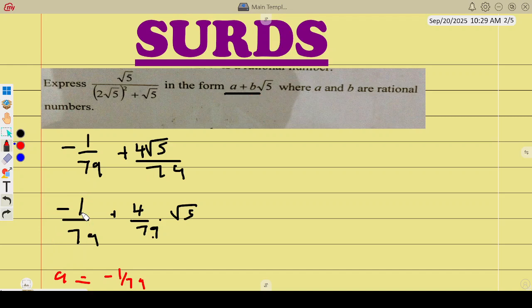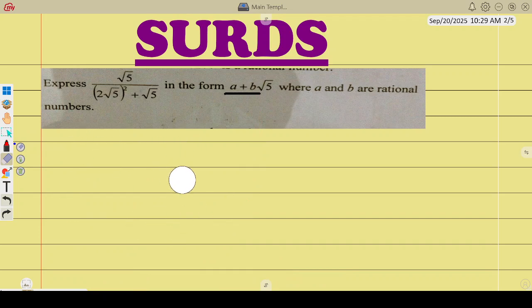So that is our A. And then B, the coefficient of root 5. So you conclude, you say B is 4 over 79. Yeah. So anything that is in front of root 5, that is our B. Yeah, so I think we've done much now. This is quite enough.